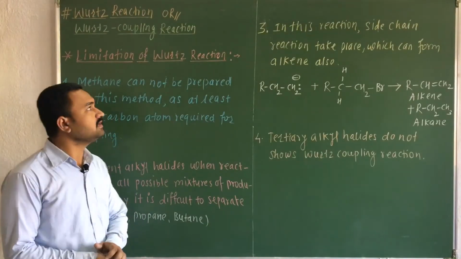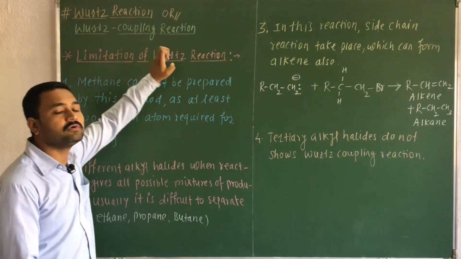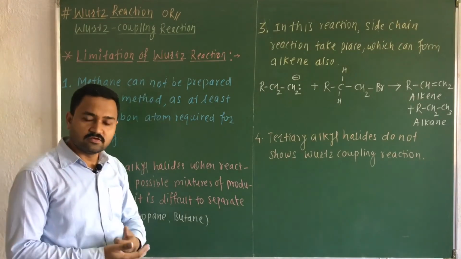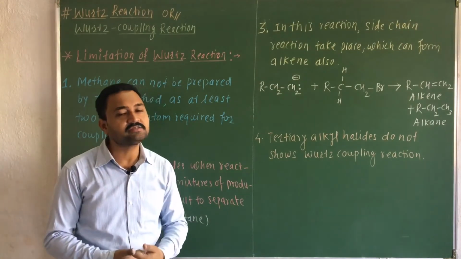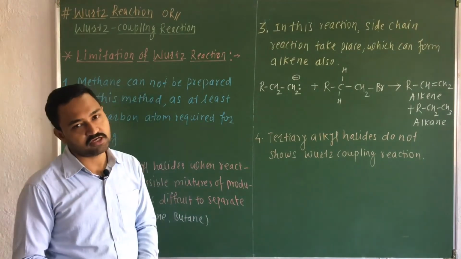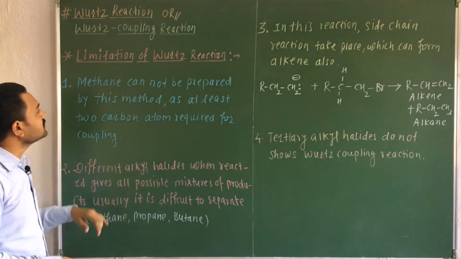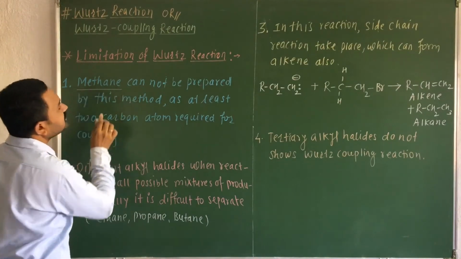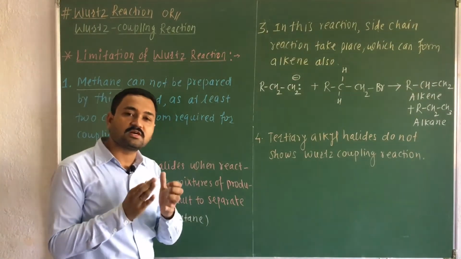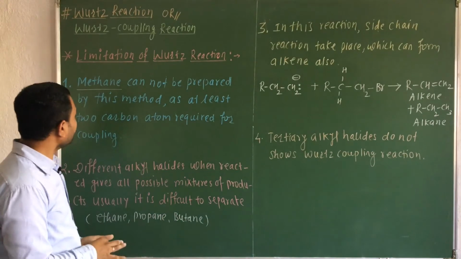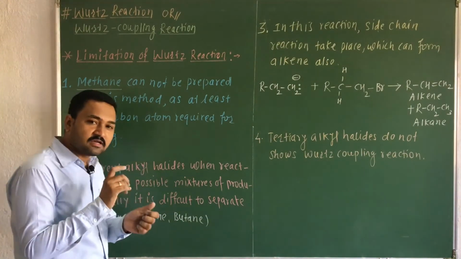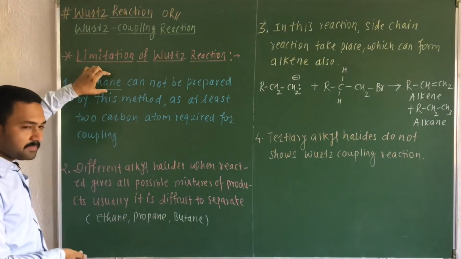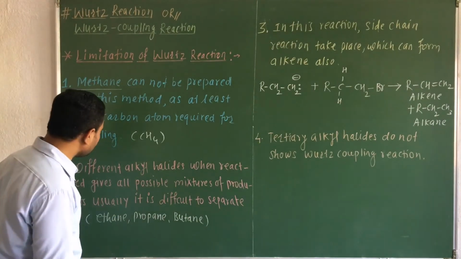Now lastly, we will consider the limitations of your Wurtz reaction. Remember, though the Wurtz reaction is very useful for the formation of alkanes, there are a few limitations of this reaction also. Now which are those limitations? So the first limitation is that we cannot prepare methane by using the Wurtz coupling reaction. You know that at least 2 carbon atoms are required for the coupling reaction, hence methane cannot be prepared. Okay, that was the first limitation.